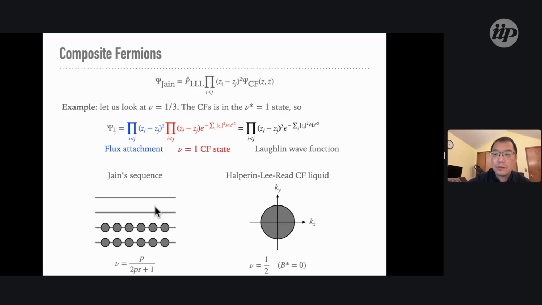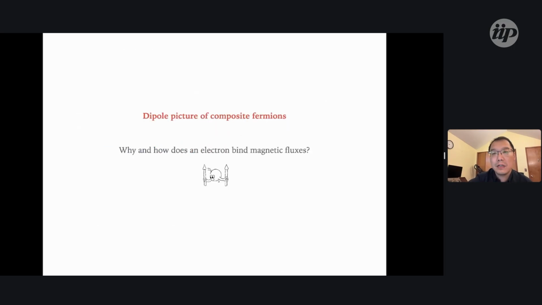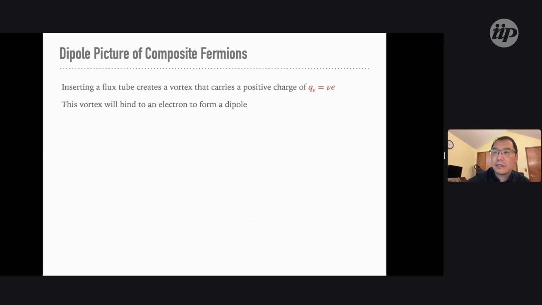But today I'm going to introduce a different idea that actually began with Read a very long time ago. For me personally, it really answered the question of why and how an electron binds magnetic flux. When I first heard about Jain's theory, it baffled me: why would the electron try to grab flux? What does that mean? In the dipole picture, you should really think about what a flux means.